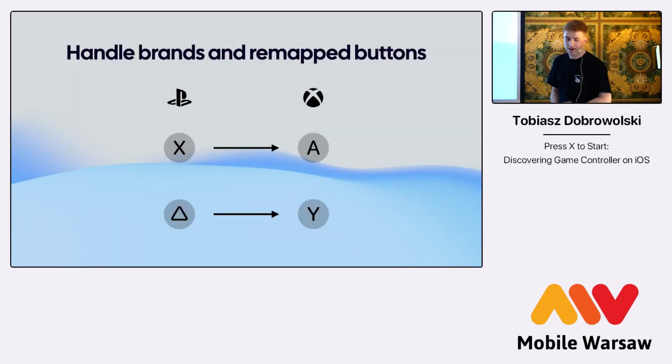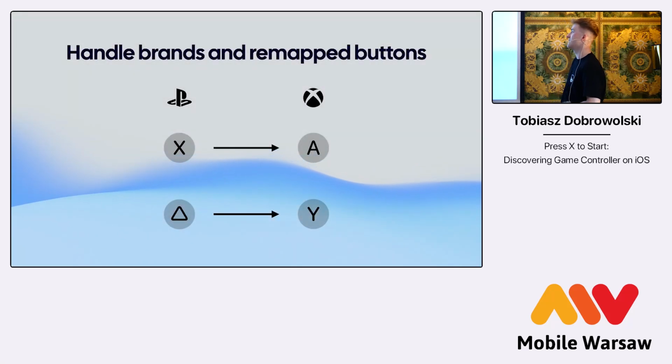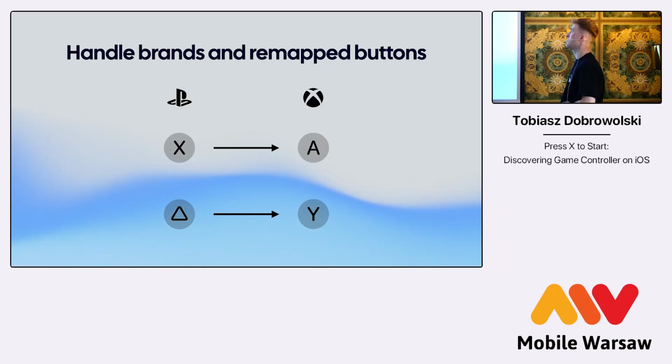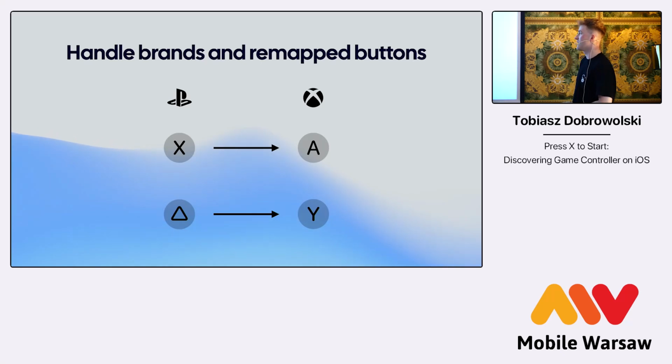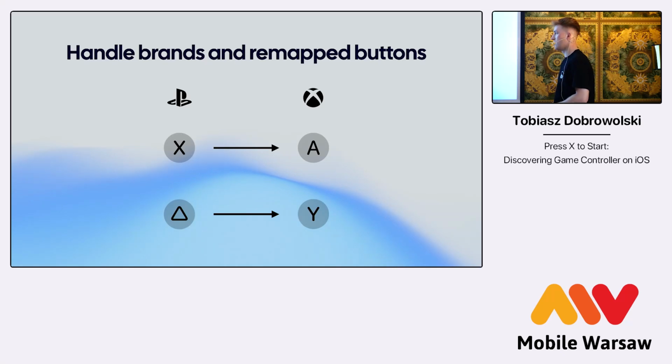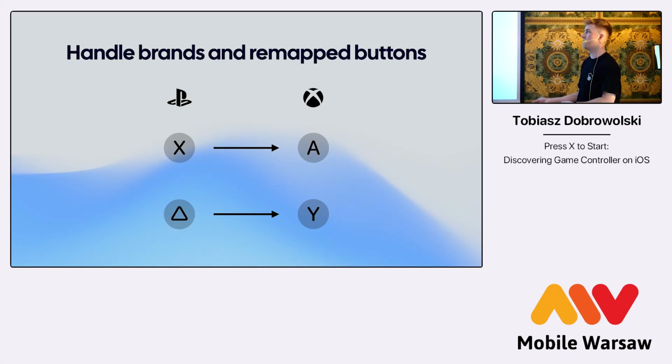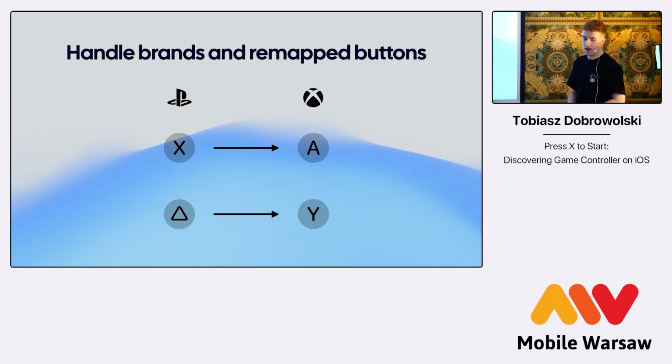Yes, so the last thing, but not least, is handling brands and remapped buttons. If you're familiar with the console market and the controllers, you can see that PlayStation controllers have the cross button and the triangle button, and Xbox controllers have the A and Y buttons. If we are creating our app or game, we want to support all the controllers. So I don't want to write: if Xbox, then do something and show this UI. I just want to get the information right from the game controller framework, and it's actually possible and very easy.